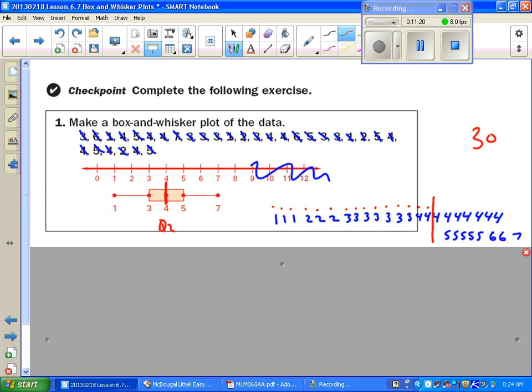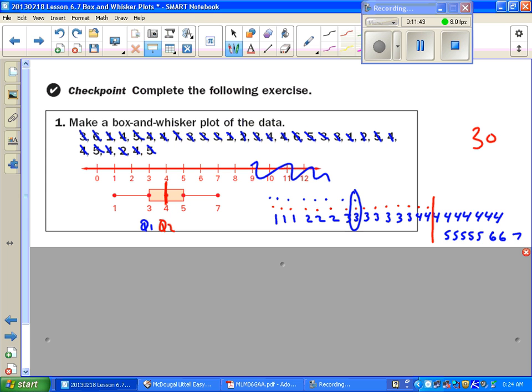Then what you want to do, since there's 15 values on each side, is count the left side, or the smaller side. There's 15, so that's an odd number, so you want to get to the 8th one. 1, 2, 3, 4, 5, 6, 7, 8. That is your Q1 value, and you can see your Q1 value is 3.